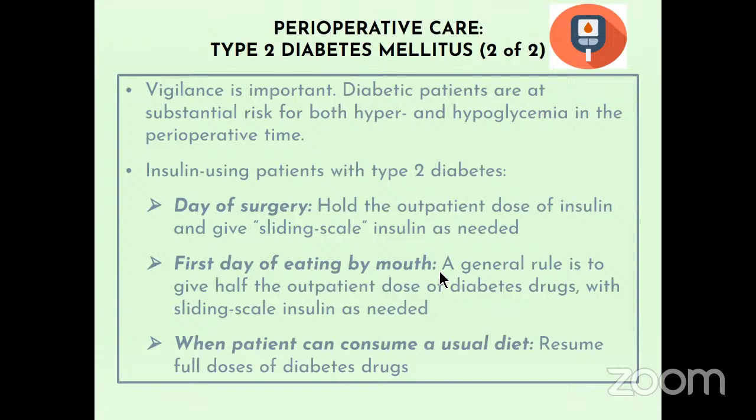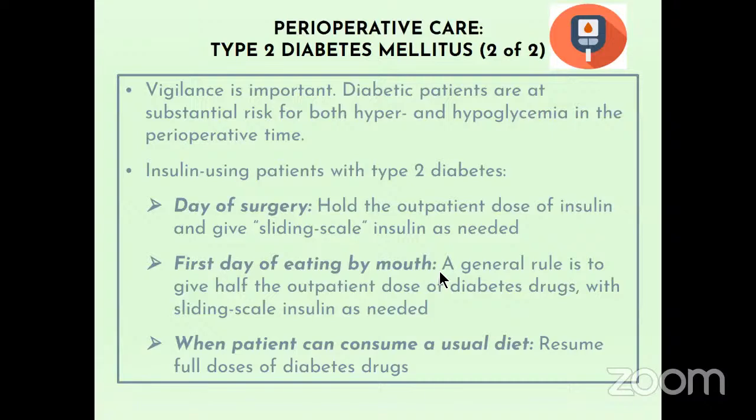Okay, insulin-using patients with type 2 diabetes: we have the day of the surgery, the first day of eating by mouth, and then when the patient can consume the usual diet. On the day of surgery, we have to hold all the outpatient doses of insulin and put the patient on a sliding scale. We give only insulin as needed.